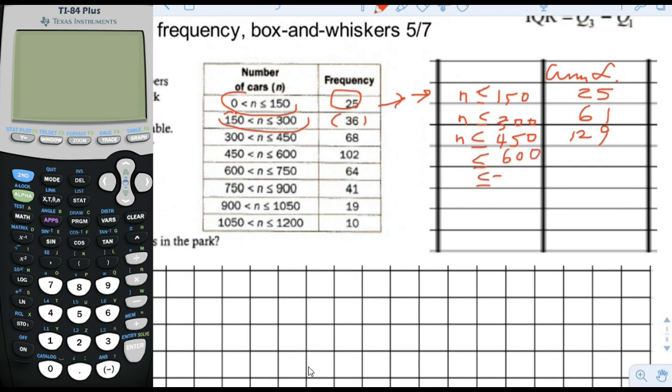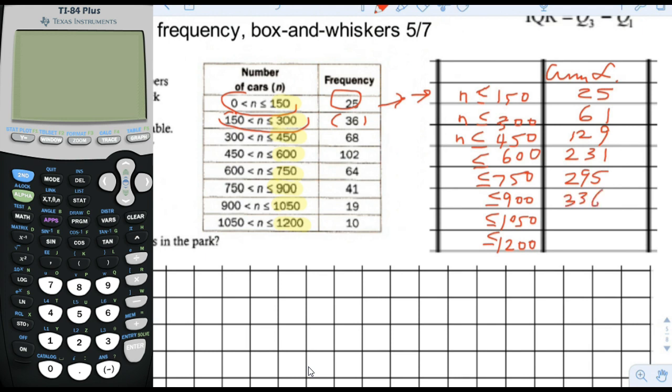So for the left side, you would just write the maximums, right? You would take the maximum of each one, and that would become the upper limit of each of these ranges. And then the cumulative frequency, we would just start adding up. So 129 plus 102 would be 231. 231 plus 64 would be 295. And 295 plus 41, 336.